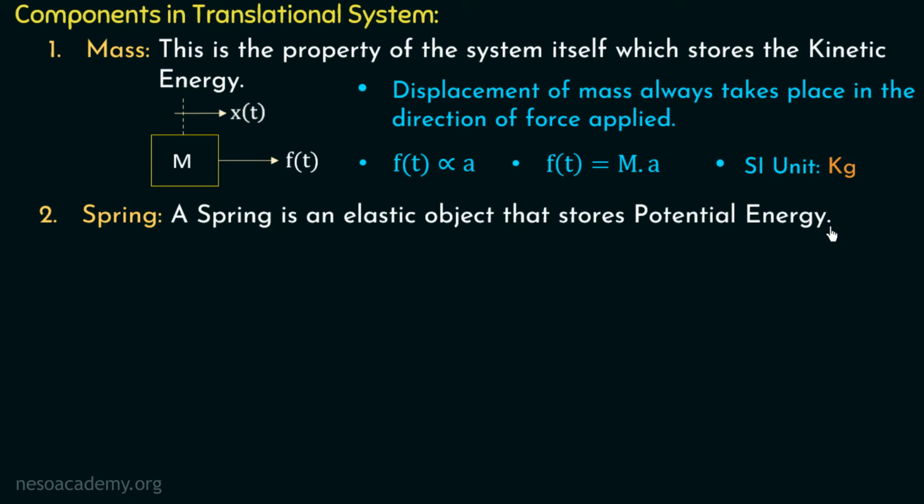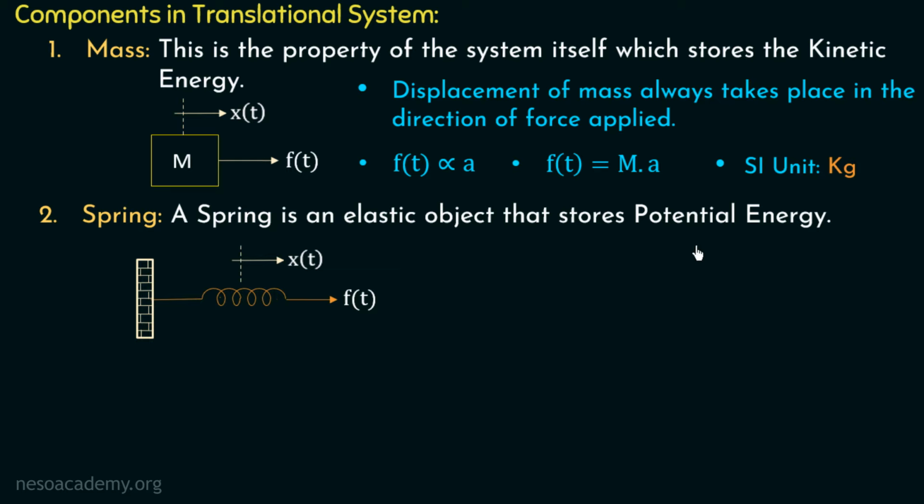And we know that a spring tries to regain its original position when we try to compress or elongate it by applying a force. Let us try to understand this in a better manner by the use of this diagram. This is a spring which is attached to a fixed support from one side, and on the other hand we are trying to elongate it by applying a force F of t. Then there will be a displacement x of t in the right hand side, and the size of the spring will increase.